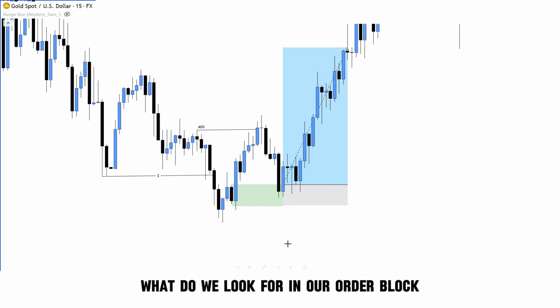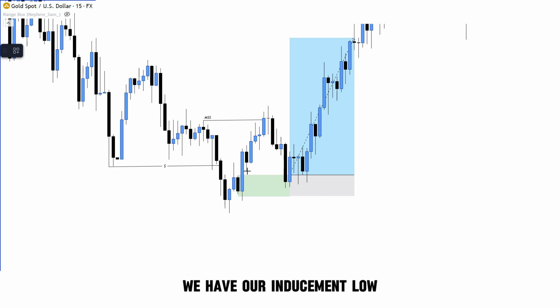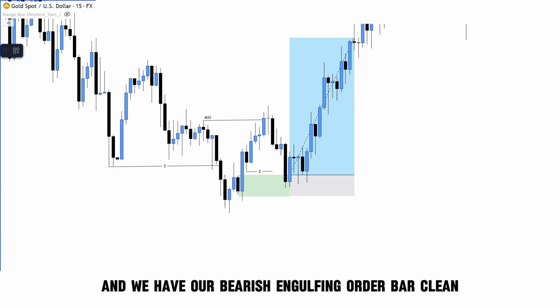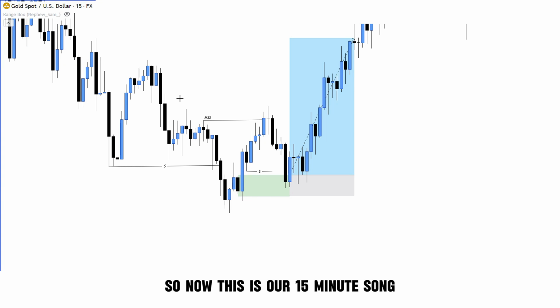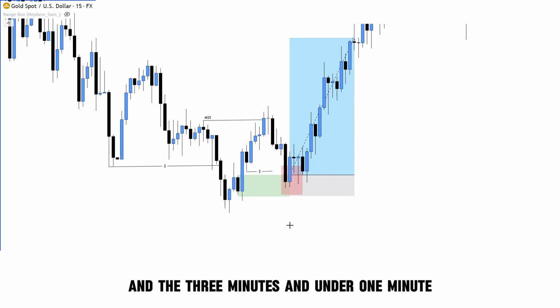And what do we look for in our order block? It has to be present. We have our inducement low, and we have our bearish engulfing order block. Clean. So now this is our 15-minute zone. Now on the lower time frames, we're gonna scale down on the 5 minutes and the 3 minutes and on the 1 minute to see how we can execute this zone.